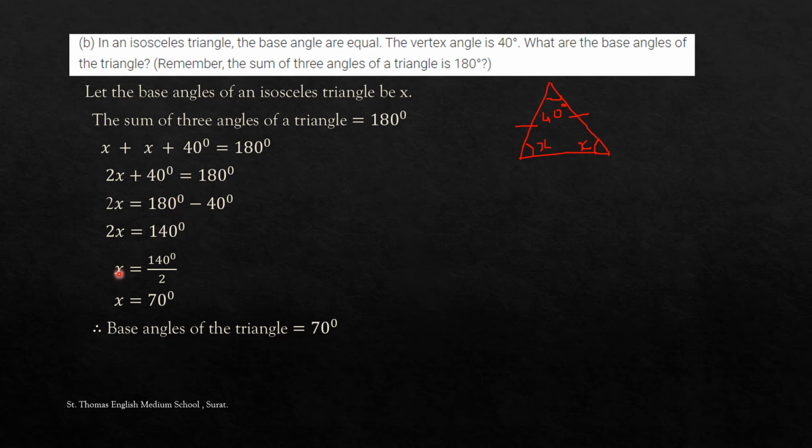So what is the value of x? This is multiplication; if it goes here, it becomes division. 140 degrees divided by 2. So we can cut here. 2 ones are 2 and 2 sevens are 14, and one more 0 here, that is 70 degrees. So what is the value of x? x is equal to 70 degrees. What is the meaning of x? x we have taken as the base angle of an isosceles triangle. Therefore, the base angles of the triangle are equal to 70 degrees each.